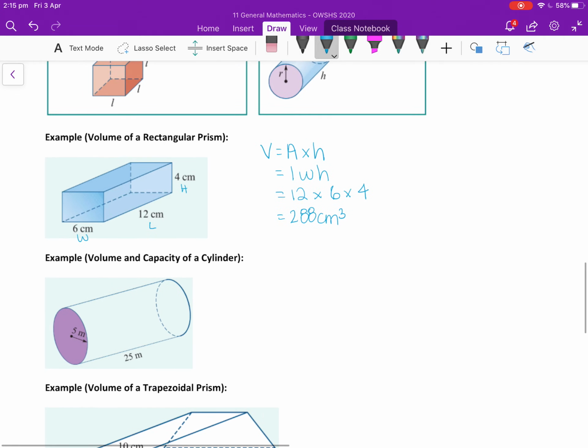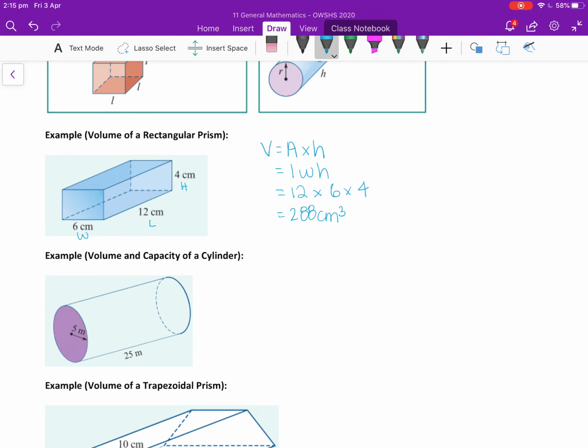All right, perfect. Now, again, we may be asked to find the capacity of that. So it could be simply a matter of asking in milliliters how much it would hold. So it would be equal to 288 milliliters, because we know that centimeters cubed and milliliters are the same thing. All right, so if we wanted capacity, we can do that, okay? Because again, 1 milliliter equals 1 centimeter cubed.